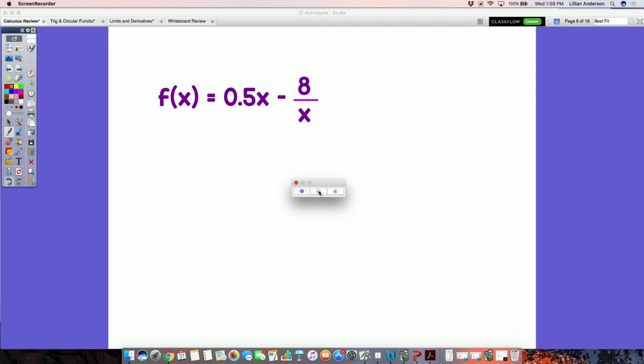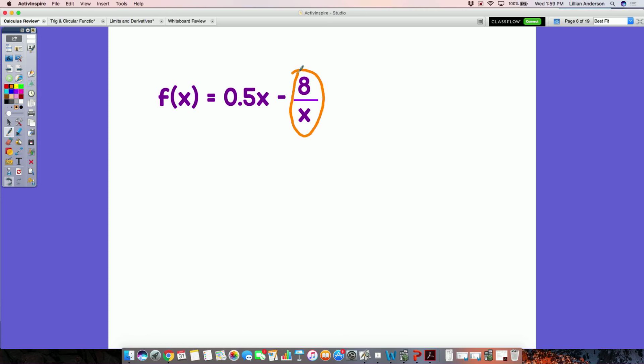All right, for this one, okay, this is another one that you have to adjust. You have to adjust this part before you can actually take the derivative. How do we adjust that? Yes, you have to bring up that x. It cannot be in the denominator when you're trying to apply the power rule or take the derivative of it. So if you bring it up to the top, it turns into a negative 1. And now from there, we can actually take the derivative of this function.